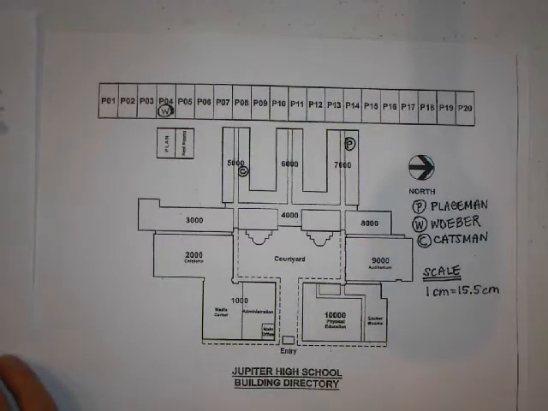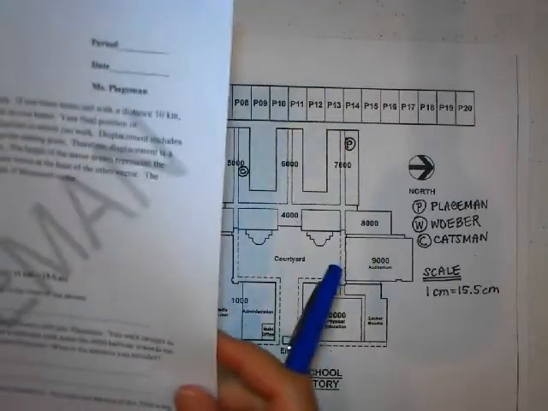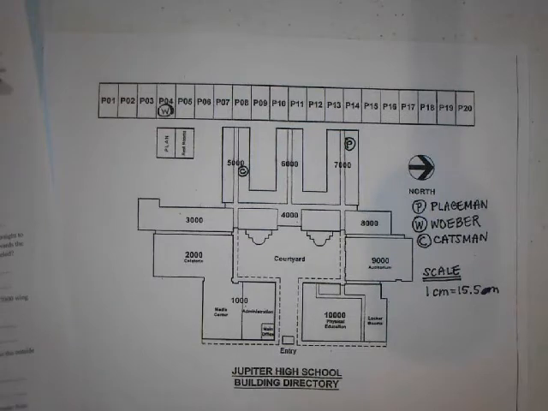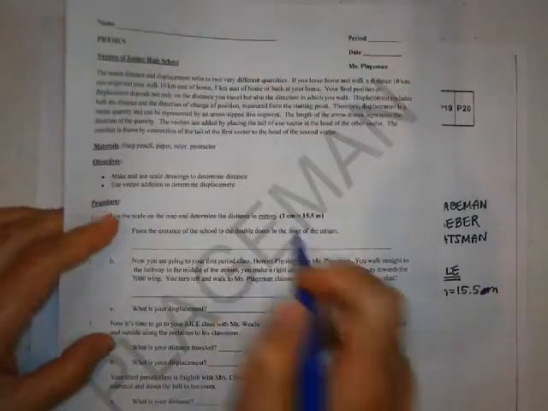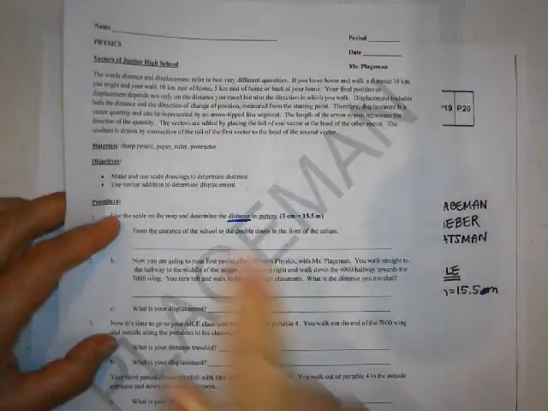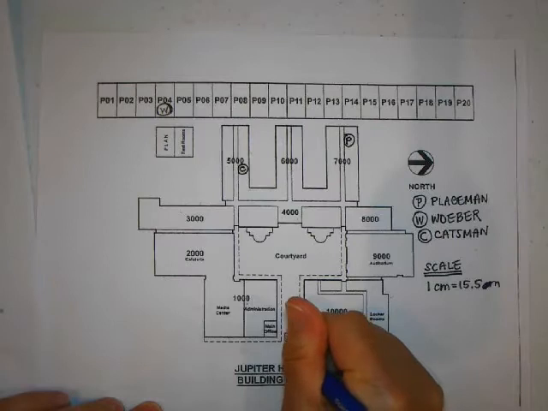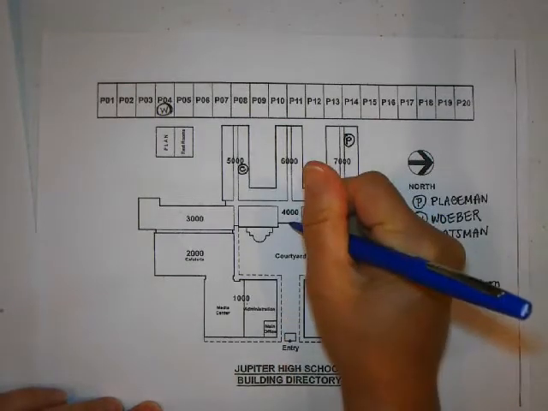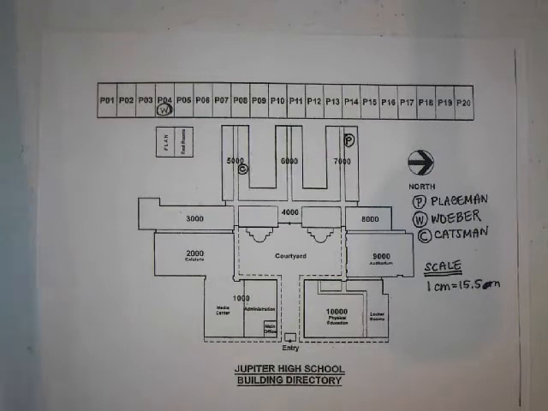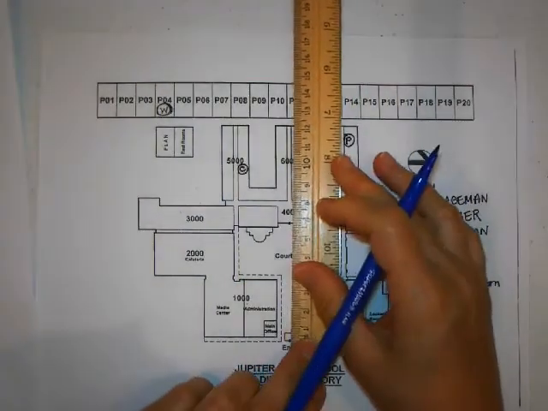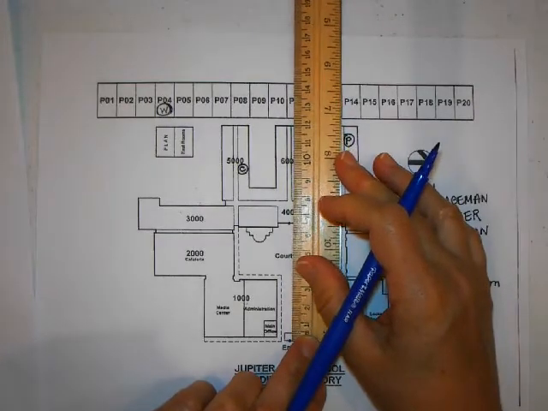So question number 1 says, use the scale on the map, and this should be meters, to determine the distance in meters. So now we're looking at distance. Distance is, we're just going to measure where we go. It says from the entrance of the school to the double doors in front of the atrium. So here I am at the front of the school, and here are the double doors in front of the atrium. Now what I'm going to do is take my ruler and measure that.